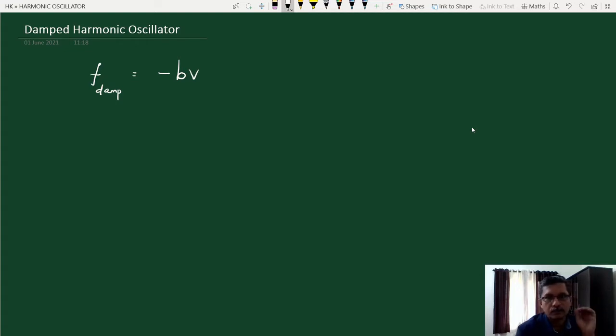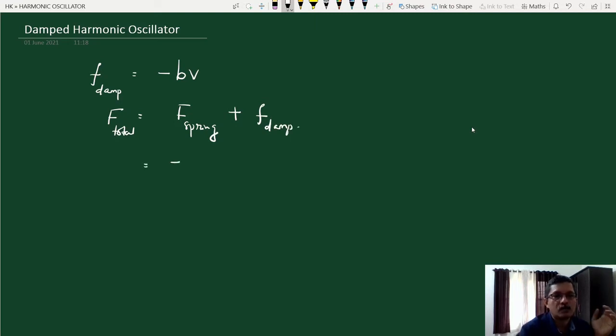So let us try to solve the equation of motion of a damped harmonic oscillator. Now we can write the total force acting on the oscillator as the spring force plus the damping force. What is the spring force? If the spring constant is k, it is minus kx, and the damping force is minus bv. This is the total force acting on the oscillator.